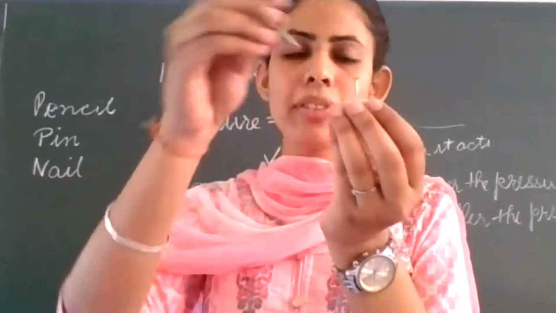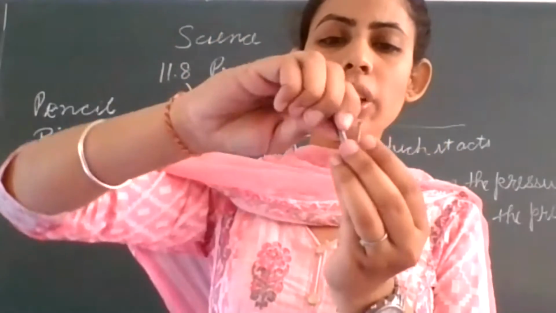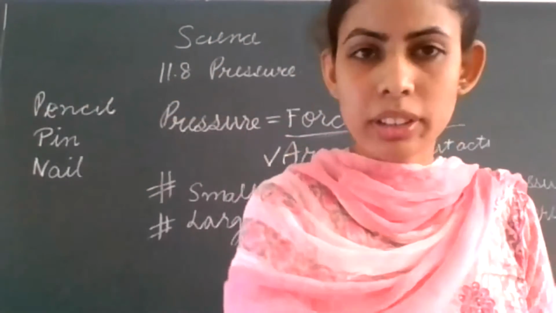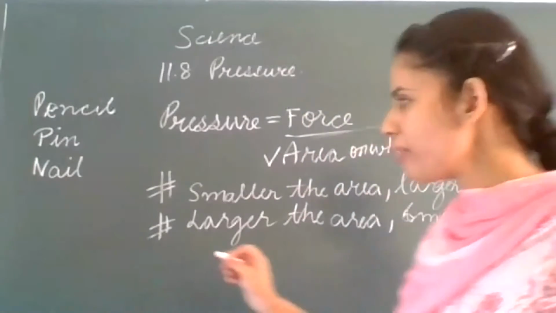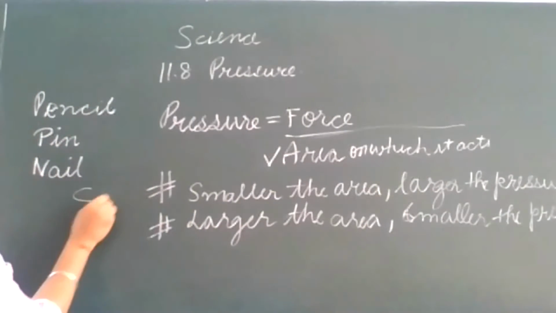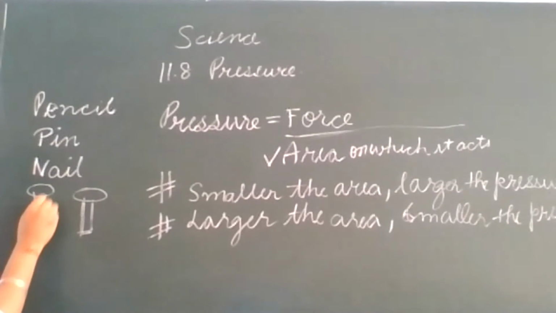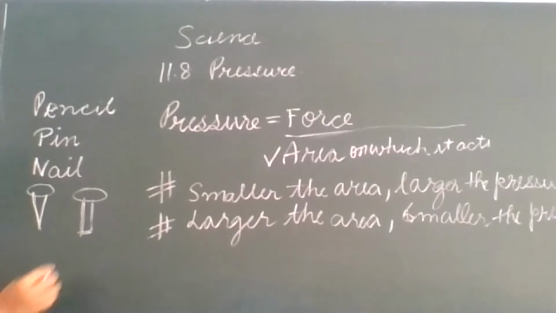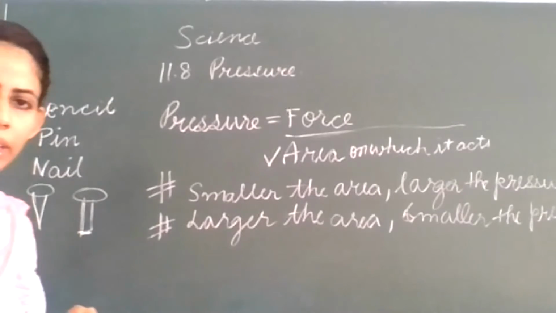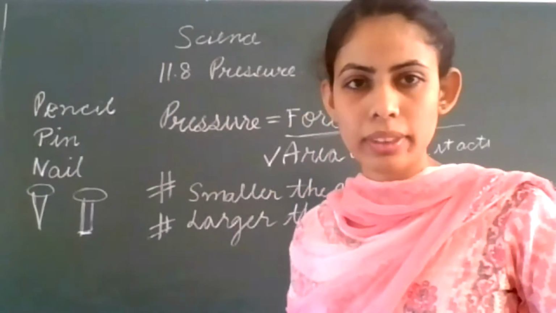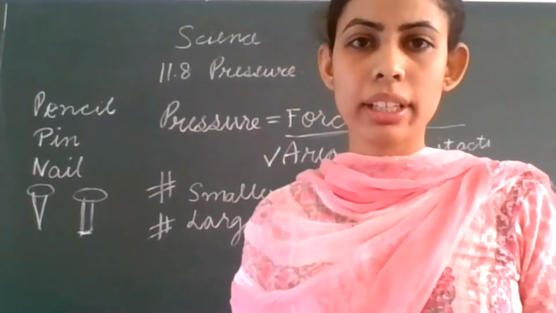But if I try with this one, it is not happening. Why? Because if I am using this type of nail or this type of nail, here the area is less. Here the area is more. Therefore this one gets inserted into the rubber easily rather than this. Okay, clear? Clear to you all?